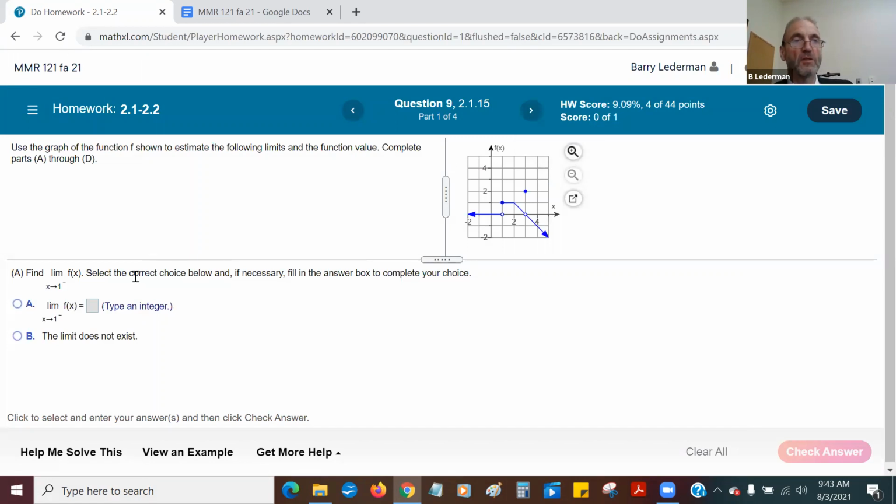Now, okay, so let me show you some notation first of all. This reads the limit of the function f of x as x approaches 1. And what's that little negative sign? That means not negative. It doesn't mean -1. It means x approaches 1 from the negative direction. So here's the thing. Here's x equals 1 right there.